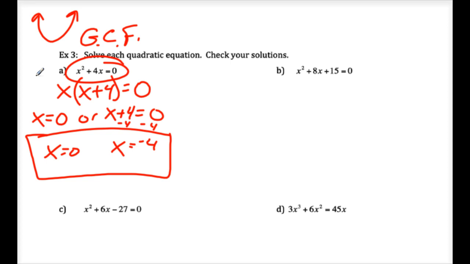Okay, so here's what this means. You're going to see it in a second. That parabola crosses the x-axis at 0 and negative 4. Open up your Chromebooks. We're going to start using a graphing calculator today. There's a graphing calculator online.